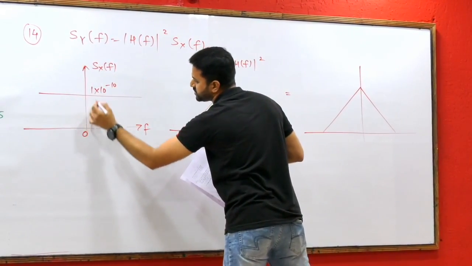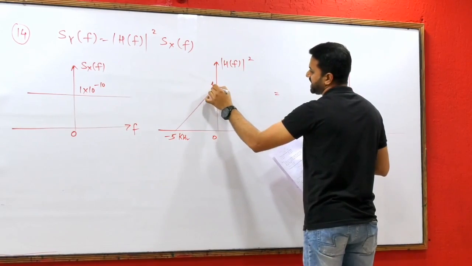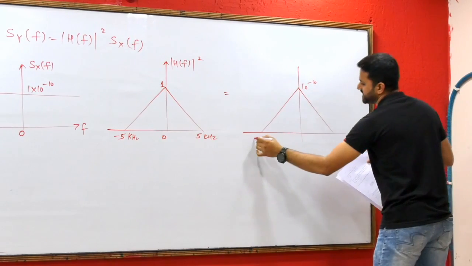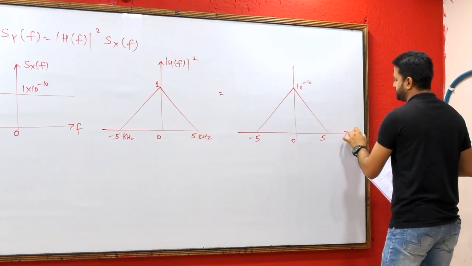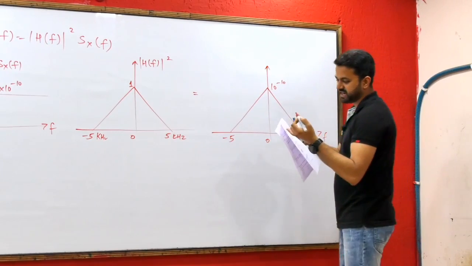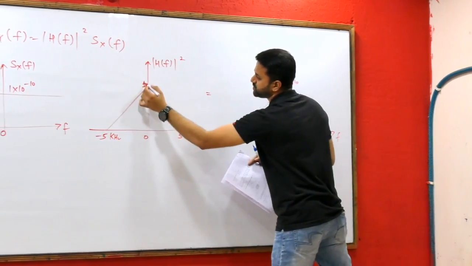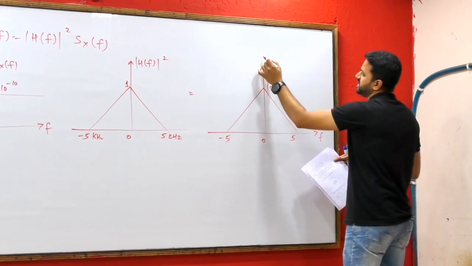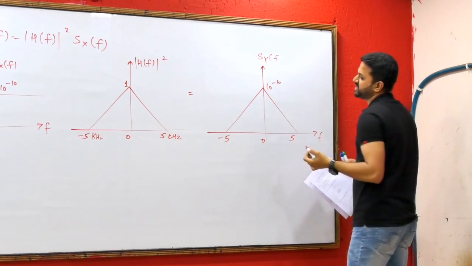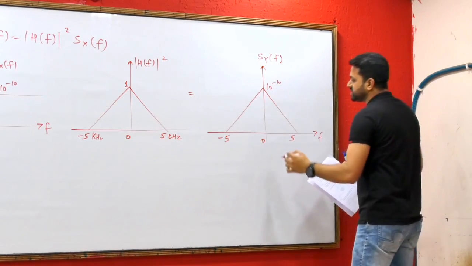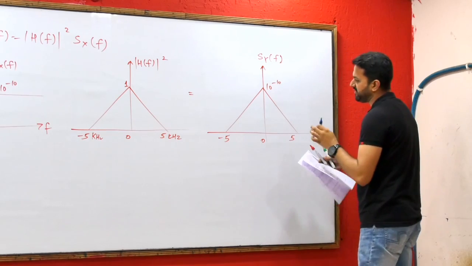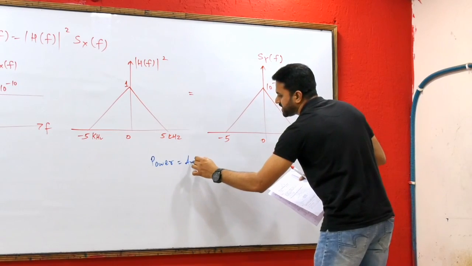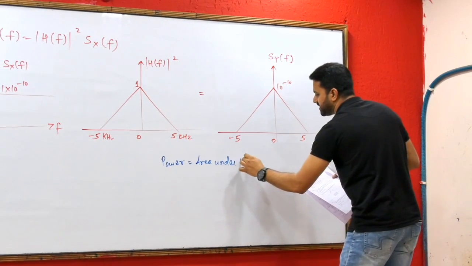At f equal to 0, the input has 1 into 10 to the power minus 10, and the magnitude square response has the value 1. So it is 10 to the power minus 10, between minus 5 and 5. It is actually not written in the diagram, but at f equal to 0 it should be 1, which is understandable because in general the magnitude response is 1. Now we have to calculate the power. The power is nothing but the area under the power spectral density.